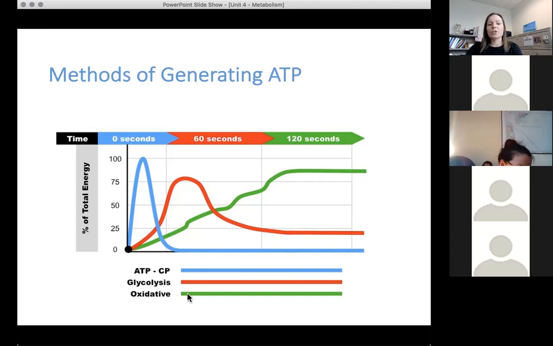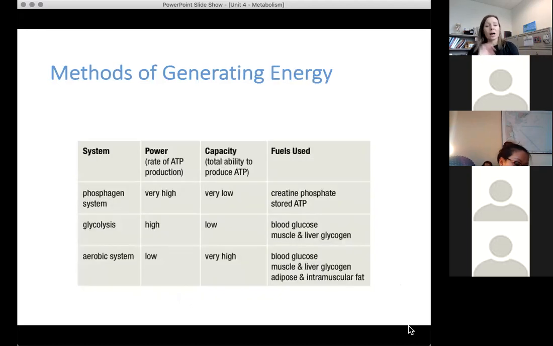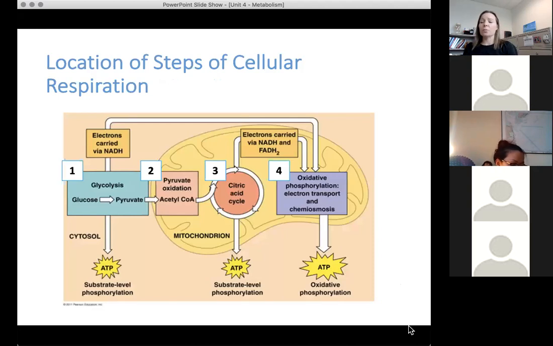So at that point, your body turns to oxidative phosphorylation, and it's slowly using other molecules from the nutrients that you've ingested in order to make ATP. And that can last for a really long time. So that is now the main thing that we are going to focus on. We're going to focus on oxidative phosphorylation. That is using the process called cellular respiration to use the nutrients from the foods that you've eaten to make ATP.